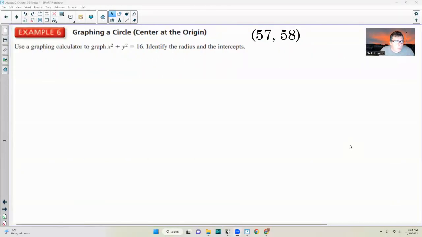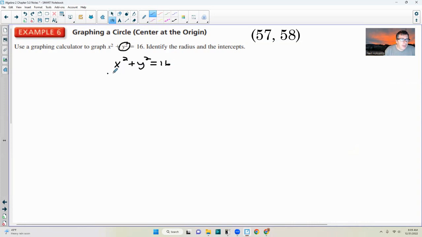Okay, now we're going to get to example 6, which is graphing a circle centered at the origin. Use a graphing calculator to graph x squared plus y squared equals 16. Again, we're going to get this ready for the TI by solving for y. I want to get y by itself. So x squared plus y squared equals 16. The first thing I'm going to do is subtract x squared from both sides.